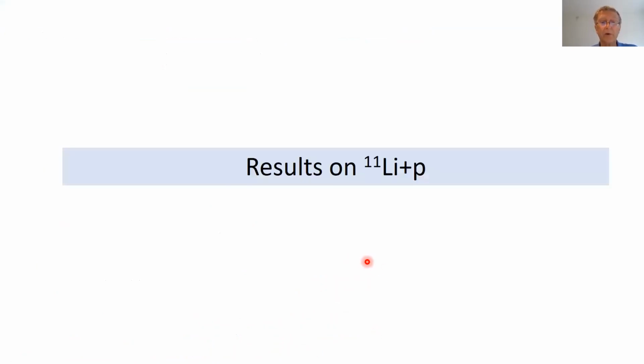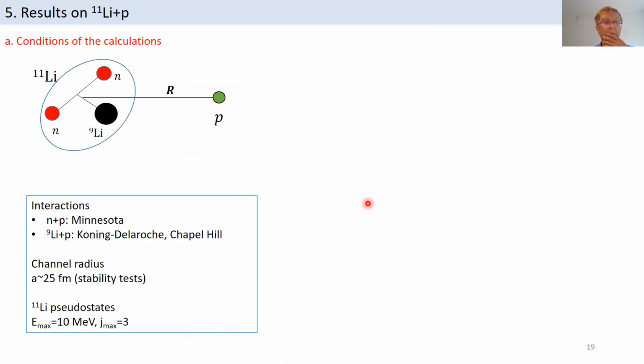So let me come to the results on lithium-11 plus p. I use the lithium-11 description as I mentioned before. So I need two interactions, one between the neutron and the target, the proton. This is the Minnesota interaction. And for lithium-9 plus p, I use the Koning-Delaroche parametrization. And to test the sensitivity, I also use the Chapel Hill parametrization. I didn't fit anything, so I didn't rescale this optical potential. So there is no parameter.